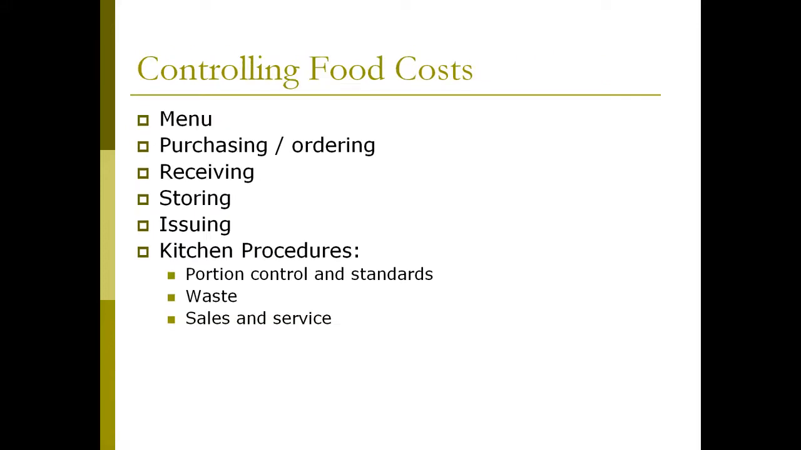We use these to control our menu costs, or to control our food costs. We have a set menu, which we create standardized recipes for each of the products. In those standardized recipes, we identify the exact products that we want to order. So we find a vendor that will get them for us at the right price. It's not always the cheapest price, but the right quality at the right price. We receive them, we store them properly.